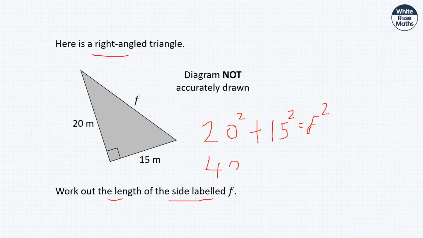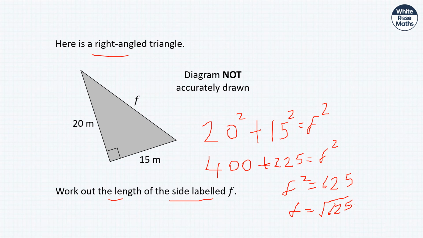You're going to have 400 plus 225 is equal to F squared. So F squared is equal to 625. If I square root both sides to get F, F equals the square root of 625, which gives you the answer of 25. So 25 meters. So a few points here to actually note, guys.